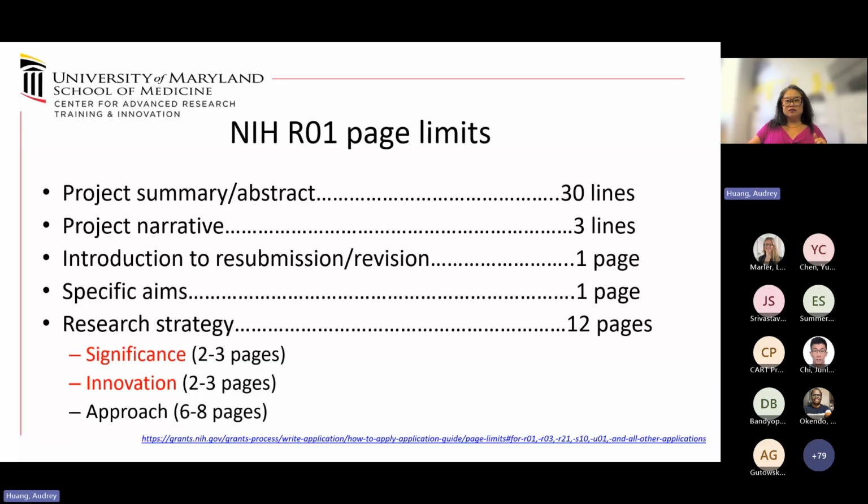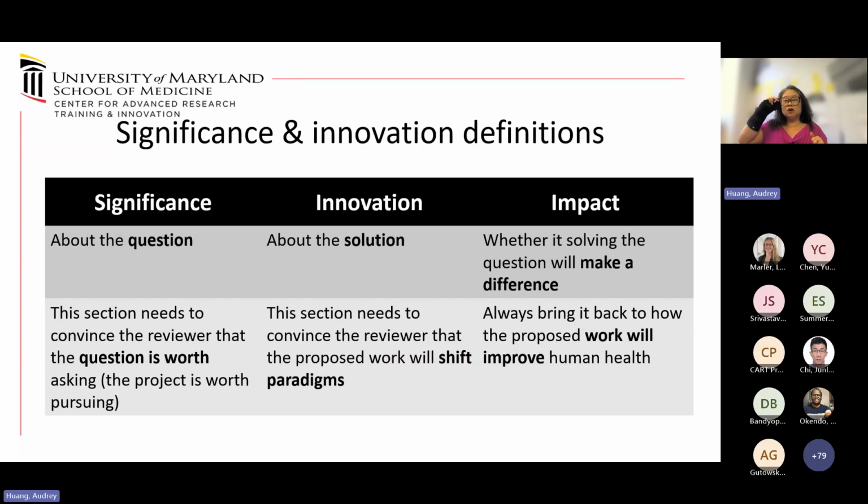Okay, so we'll talk about significance and innovation. People get these 3 confused all the time: significance, innovation, and impact. Significance is about the question. Is answering the question going to make waves in your field, in science, in our understanding of human biology, in medicine? If yes, then your question is significant.